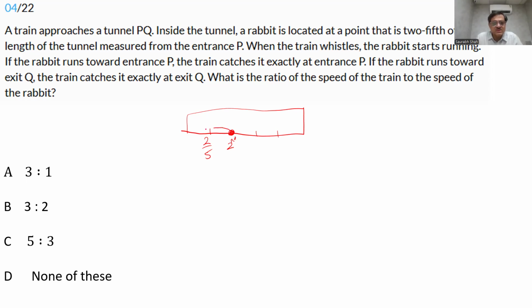When the rabbit runs toward the front end, the train reaches the front end. The train is at the front end when the rabbit reaches the front end. Whenever the rabbit covers 2 parts, the train would be at the first front end. That means even if the rabbit had covered 2 parts on the other side, he would be at the 4th part and the train would be at the entrance. When the rabbit is at the 4th part, the train would again be at the entrance. So now when the rabbit covers 1 more part, the train would have covered the 5 parts.